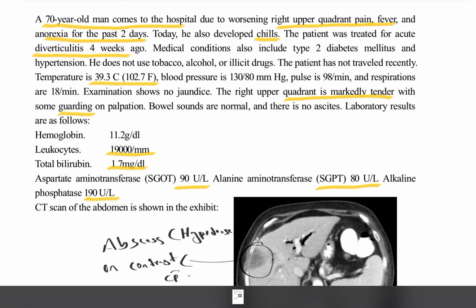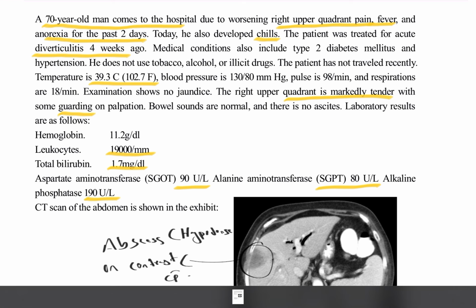A 70-year-old man comes to the hospital due to worsening right upper quadrant pain, fever, and anorexia for the past 2 days. Today, he also developed chills. The patient was treated for acute diverticulitis 4 weeks ago. Medical conditions also include type 2 diabetes mellitus and hypertension. He does not use tobacco, alcohol, or illicit drugs. The patient has not traveled recently.